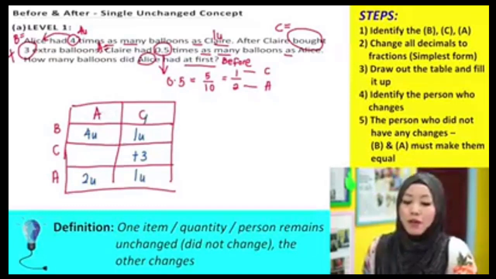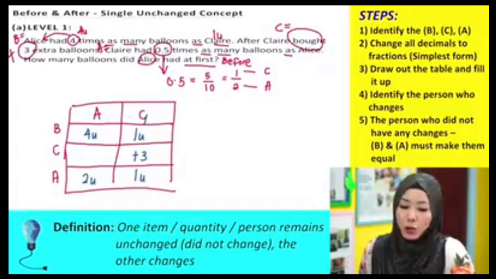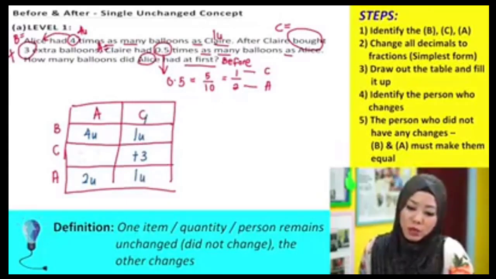Okay, so you can see from this, from the box itself, you know that change means that in the change row there is a number. This one, there is no change, in the change row there is no number.